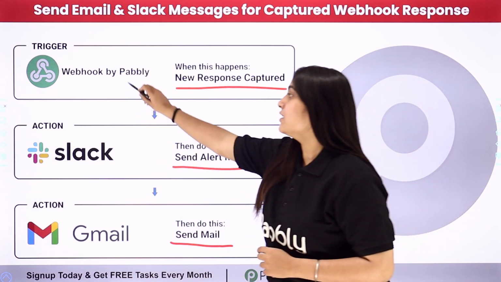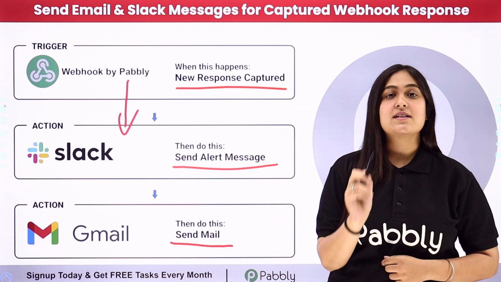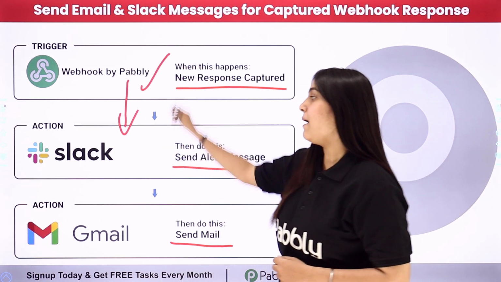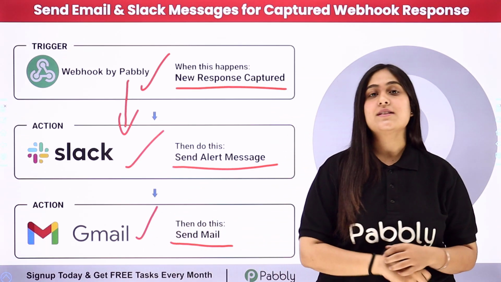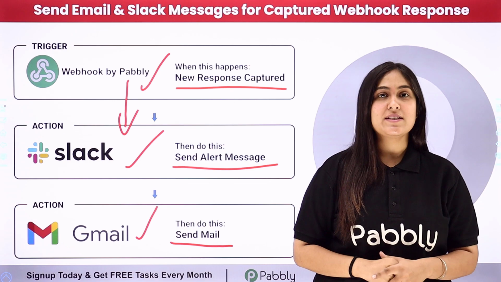So here to automate this process, I am going to use an automation software named Pabbly Connect, in which we need to connect a trigger and an action. So in this process, our trigger application will be Webhook by Pabbly and our action applications will be Slack and Gmail. So to learn this process step by step, let me take you to my screen.